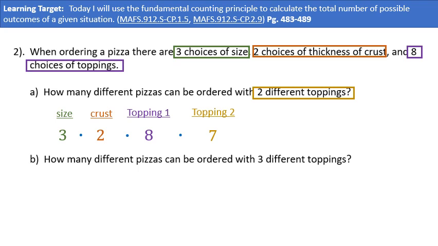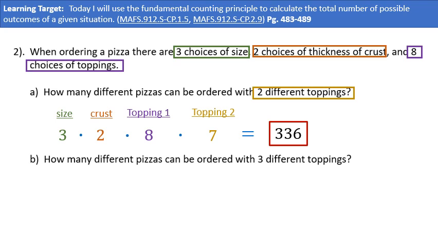Okay, again, all we're going to do is multiply those things together. 3 times 2 times 8 times 7. Here's where a calculator would be handy. It's going to equal 336. So there's 336 different pizzas that you could order if you're going to choose 2 different toppings.